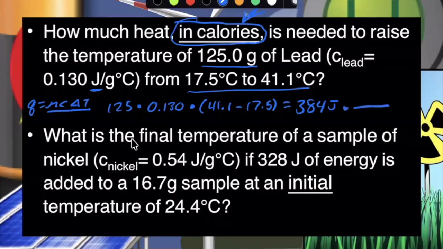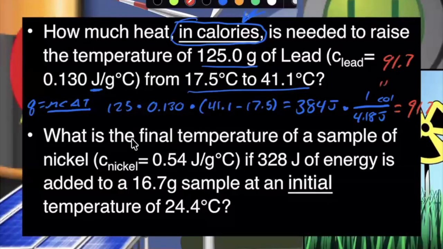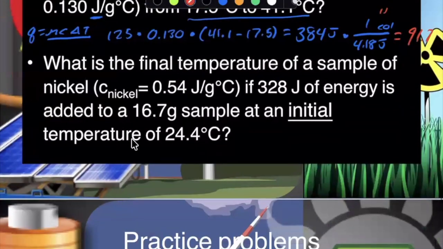So let's convert this from joules to calories. And 1 calorie is equal to 4.18 joules, which is also the C of water. That's the one C that you do have to have memorized. And so my final answer for this one is 384 divided by 4.18, which equals 91.7 calories. Okay.